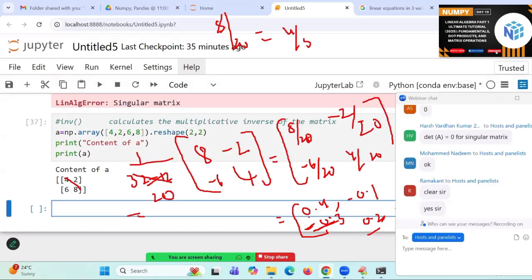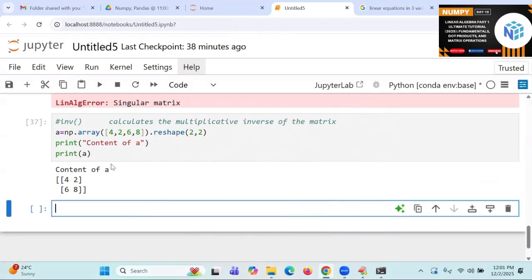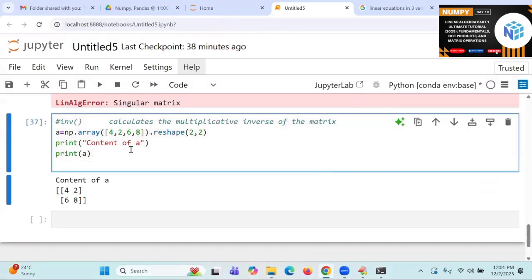0.3. Remember 0.4 minus 0.1 minus 0.3, 0.2. See the answer of it. Now I'm going to apply. Remember this answer and then we will apply. Here I'm going to write it.